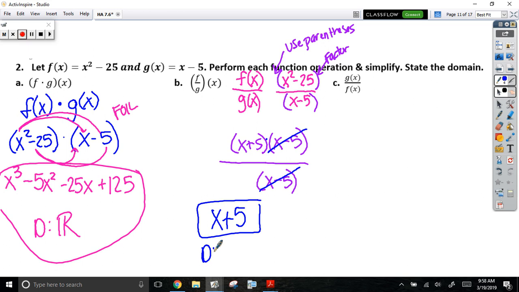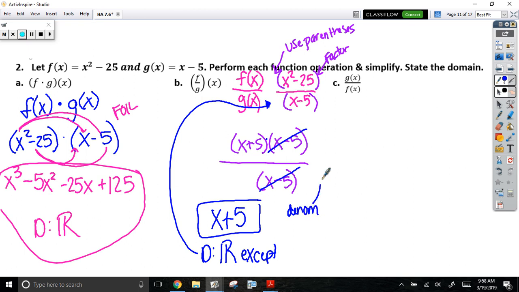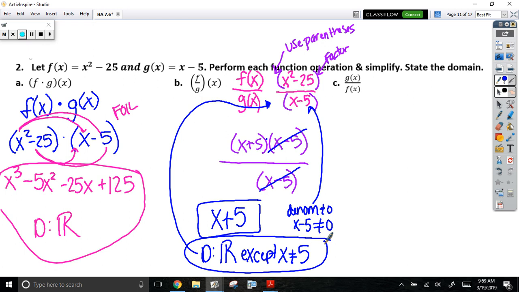But our domain is not going to be all real numbers. We're going to have an exception. Make sure you don't look at the final answer when you're doing domain. When you're doing domain, you want to think about the original when you plug the stuff in before you simplify. Okay? So the domain will be all real numbers, except what? Yes. The denominator, which was x minus 5, cannot equal 0. So you add 5 to both sides and you'll get that x cannot be positive 5. If it was 5, 5 minus 5 would be 0. It's undefined at that point.